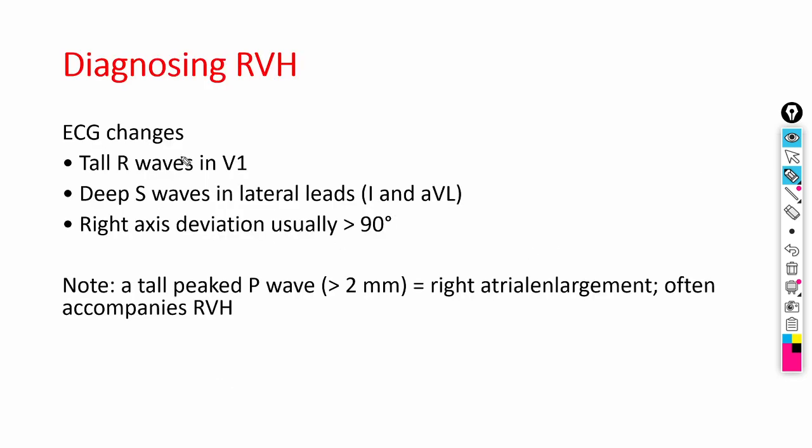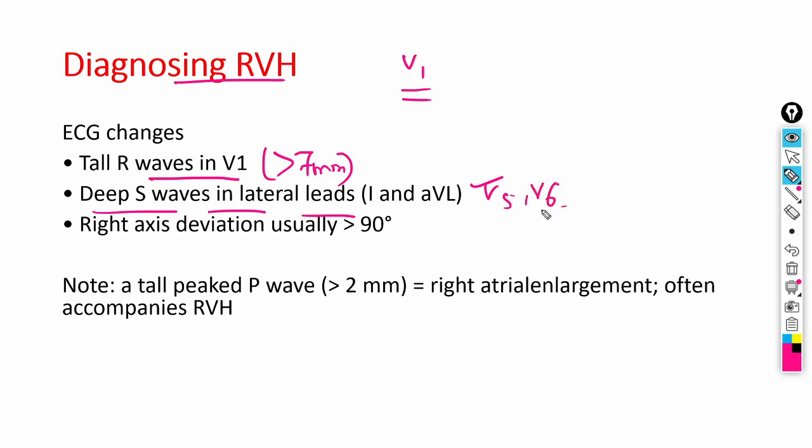Now coming on to diagnosis of RVH from the ECG. The ECG changes seen in RVH are tall R waves in the right sided lead, which is V1. A tall R wave more than 7 mm in V1 is diagnostic of RVH. There will be deep S waves in the lateral leads, the opposite leads 1 and AVL along with V5 and V6. Usually there is a right axis deviation of more than 90 degrees.